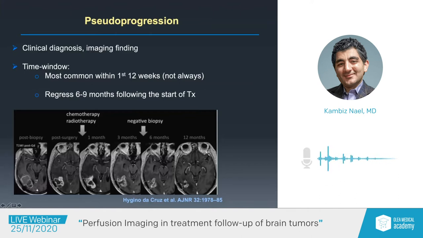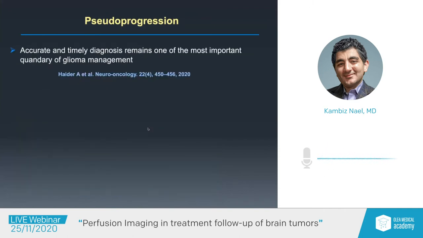And you can see after treatment, you start developing this nodular enhancement. And as time goes on, it basically decreases over time. And by 1 year from the treatment, they basically went back to where it was. So this nodular component has regressed. And it was biopsied, and then the biopsy showed negative results for recurrent disease. But as you can imagine, this can be a very challenging diagnosis.